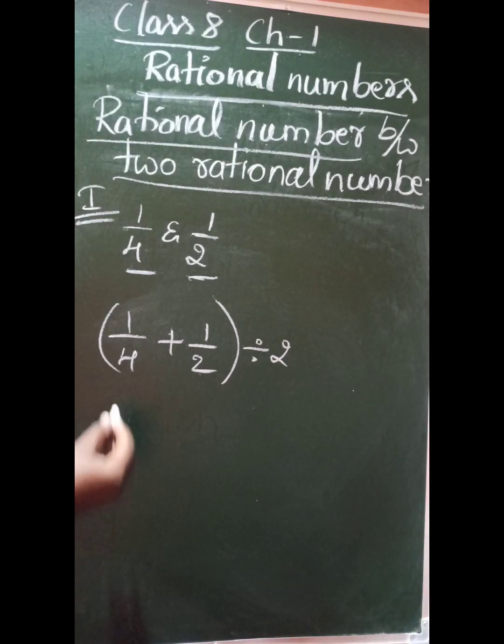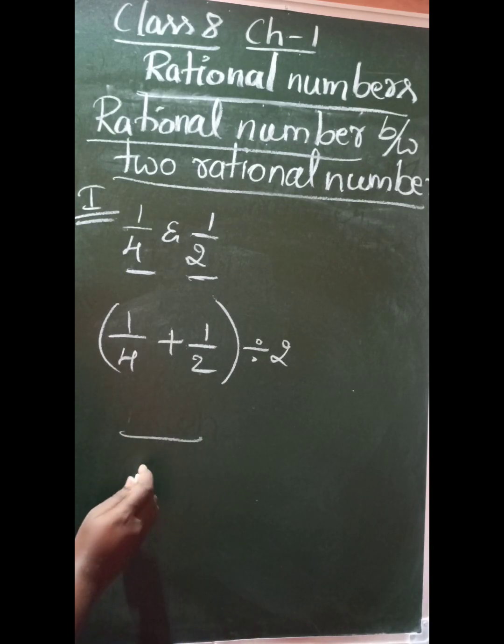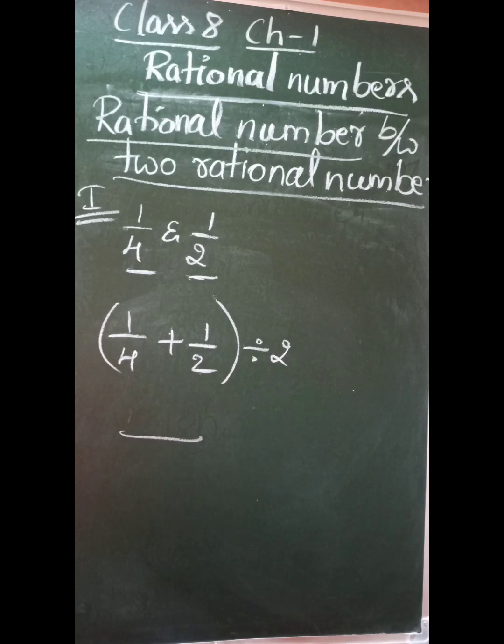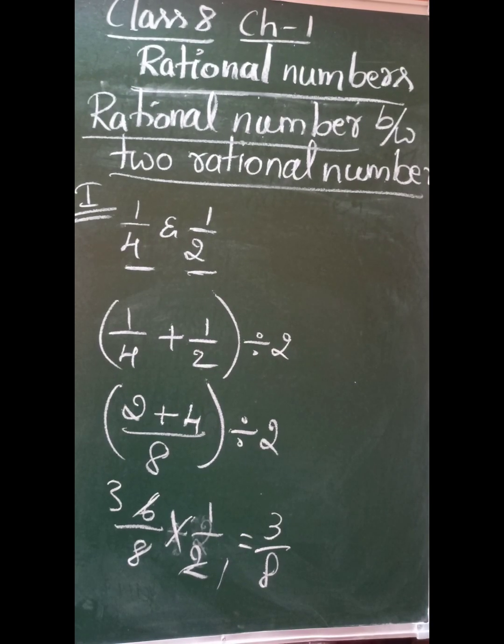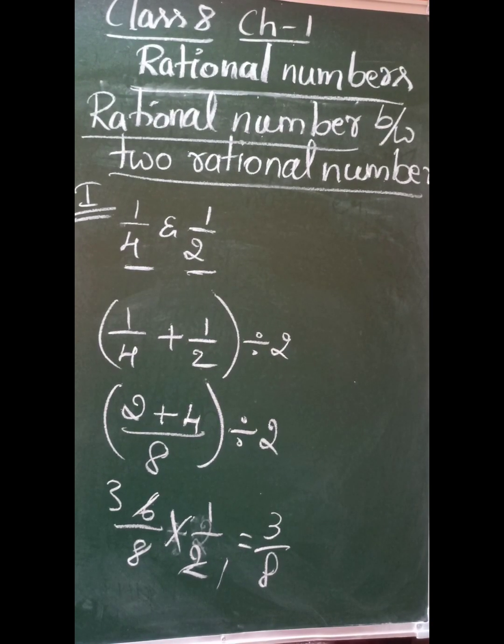So now try to solve this one. First try to solve 1 by 4 plus 1 by 2. So you will get the LCM as 8. So this is the first method of solving the rational number between any two rational numbers.